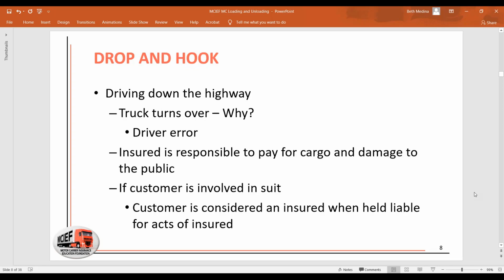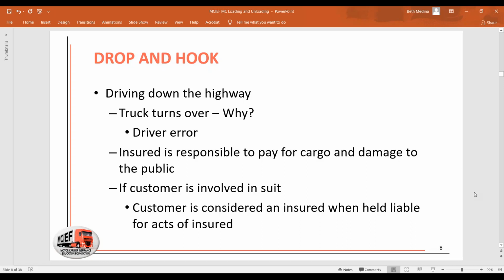So now we are loaded. We've hooked up our tractor and we're driving down the highway. The truck turns over. The next question is why. If it's a driver error, meaning the driver made a mistake, the insurer then is responsible to pay for the cargo and damage to the public. That's what the Carmack Amendment requires them to do.